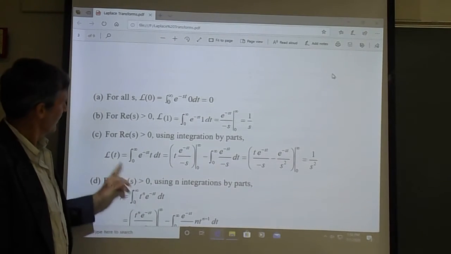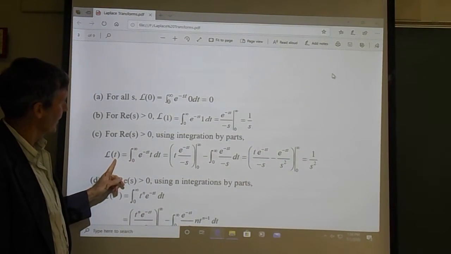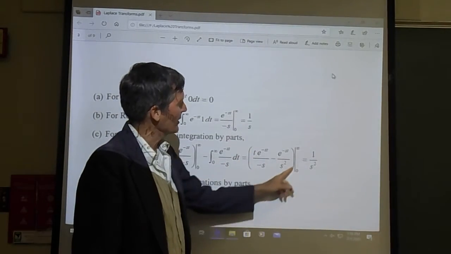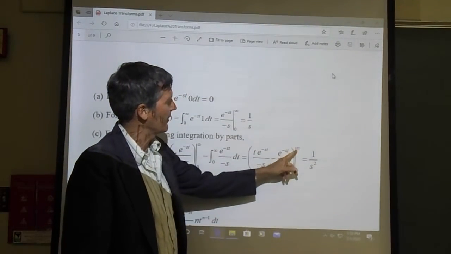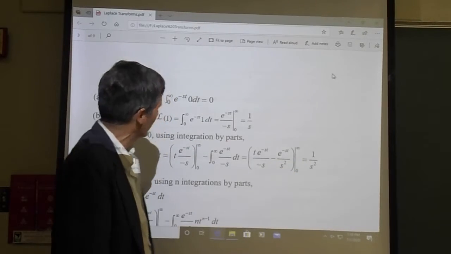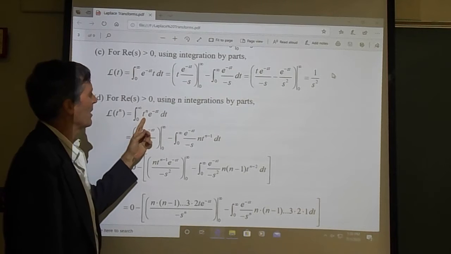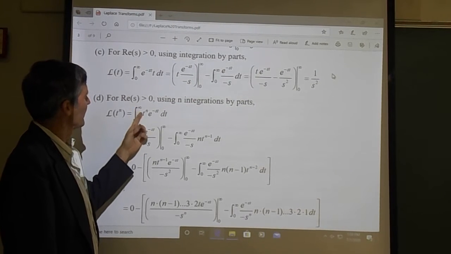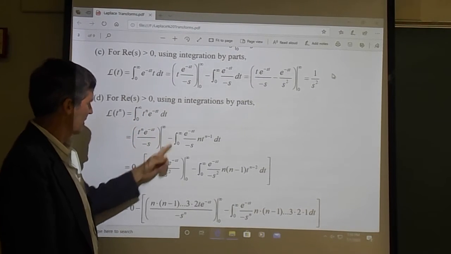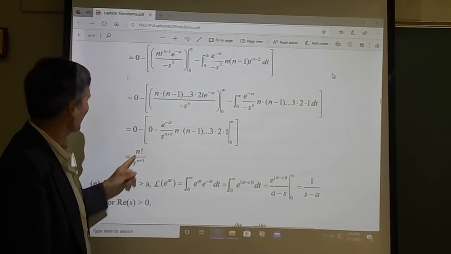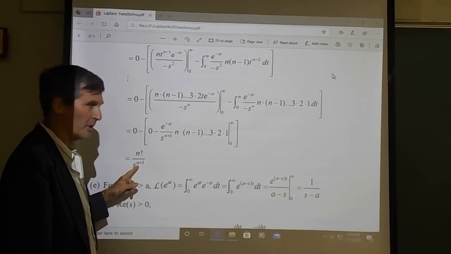So when I take the Laplace transform of t, by integration by parts, here's its antiderivative. I plug in infinity and 0, and I just come out with 1 over s squared. And you can do this for lots of other functions. If you do n integrations by parts, the integral from 0 to infinity of t to the n e to the minus st goes through all these gyrations. Comes out to be n factorial over s to the n plus 1.